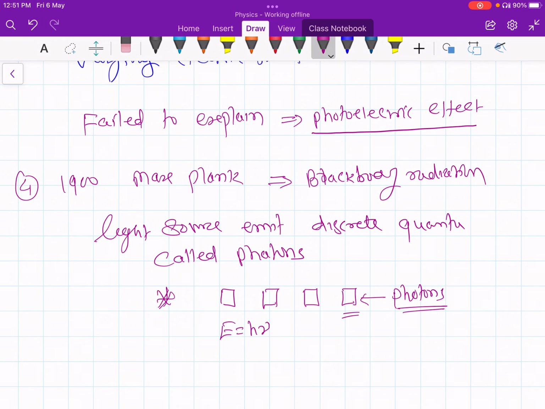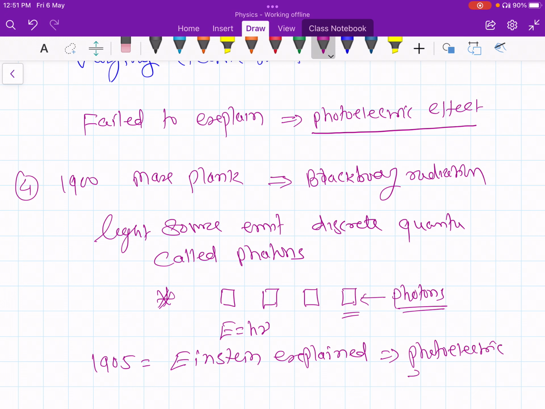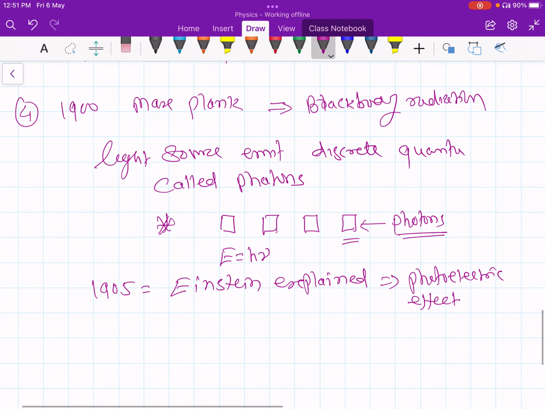Now based on this, by assuming that light consists of discrete photons, in 1905 Einstein explained the photoelectric effect, for which he got the Nobel Prize. So some of the phenomena can be explained on the basis of the particle theory of light. Other phenomena are explained on the basis of the wave theory of light.